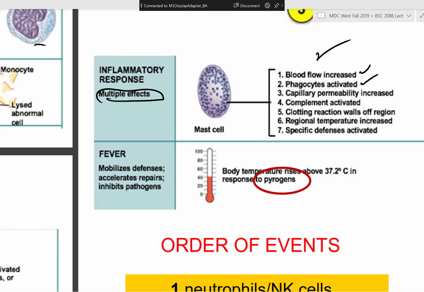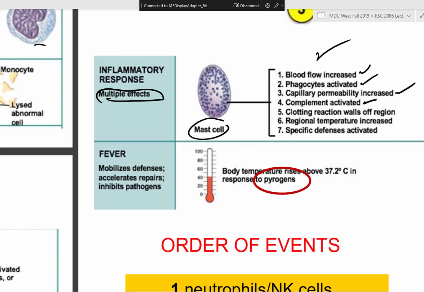So you are required to increase what? Capillary permeability. By increasing capillary permeability, you're increasing the flow of white blood cells into the tissue itself, so you can help with the invasion that is in your body already. Complement will be activated because as you release inflammatory chemicals from the mast cells, the complement will be activated.